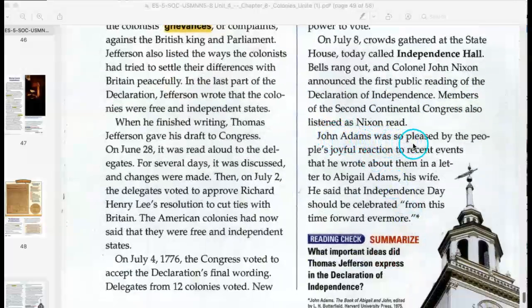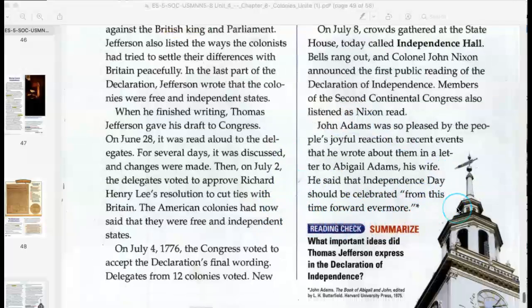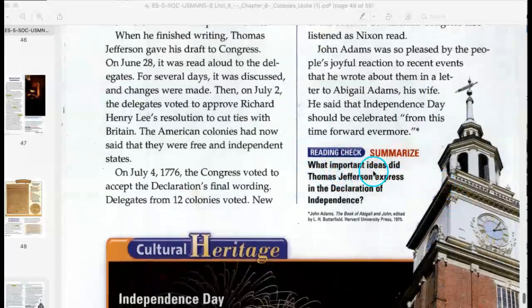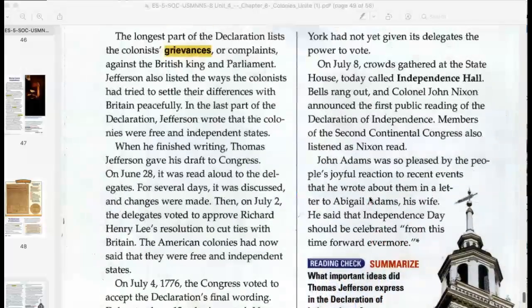John Adams was so pleased by the people's joyful reaction to recent events that he wrote about them in a letter to Abigail Adams, his wife. He said that Independence Day should be celebrated from this time forward evermore. What important ideas did Thomas Jefferson express in the Declaration of Independence?